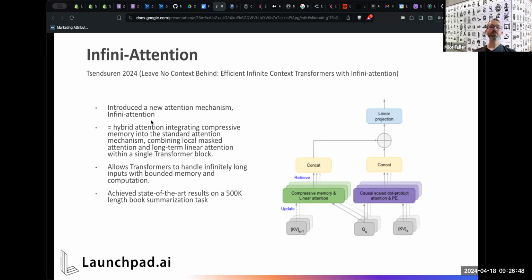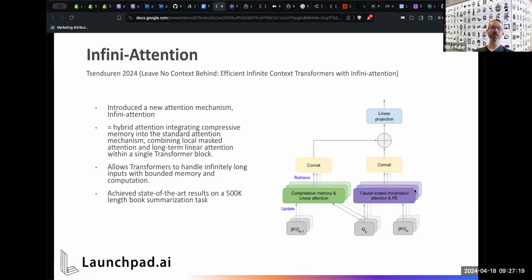But it's basically a hybrid attention, integrating compressive memory into the standard attention block. So it combines the local masked attention and long-term linear attention within this single transformer block. So it basically allows the transformer to handle infinitely long inputs with bounded and compressed memory. And it achieves state-of-the-art results on a 500K length book summarization task.